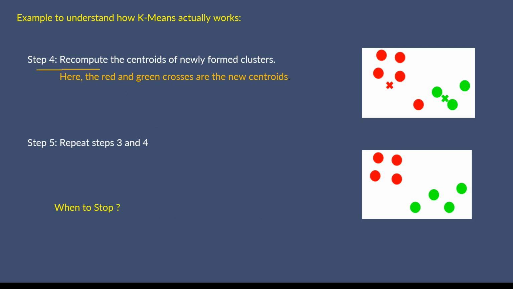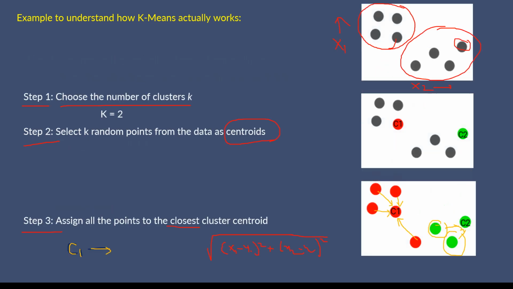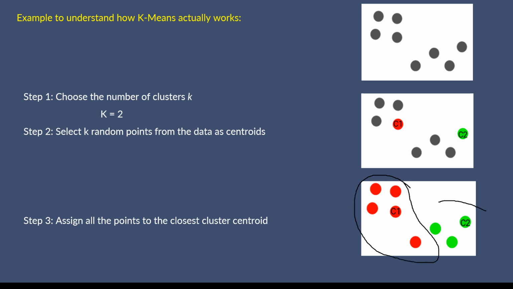Now, step 4: recompute the centroids of the newly formed clusters. We have formed this cluster as cluster 1 and cluster 2 as this. Now, we have to recompute the centroid by taking the mean of all the values in cluster 1. Earlier, for starting, the mean was assumed to be the same as this point. Similarly, the mean for this was assumed to be this point. Now after clustering these into cluster 1 and cluster 2, the centroid will be shifted.